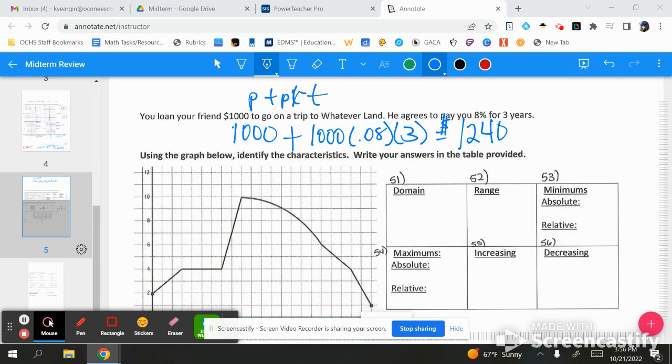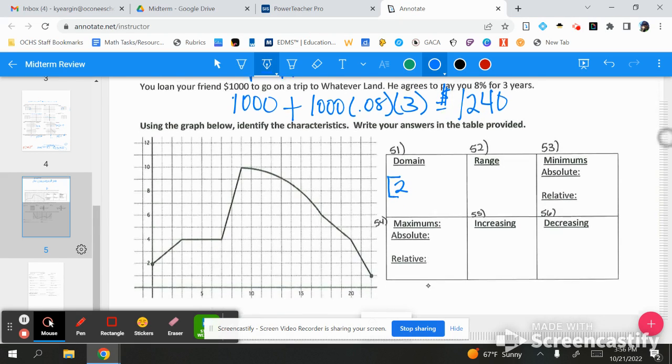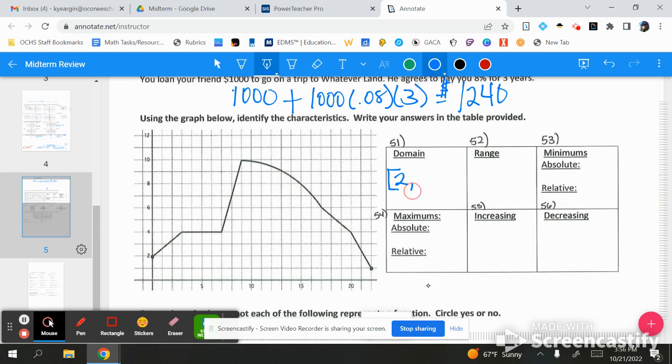So I'm going to find the domain of this graph. Remember, domain are our x values, so I have a closed point at 2, which is going to give me a bracket, and then we go all the way out here to 22. So my domain are all the x values that are covered, 2 to 22.